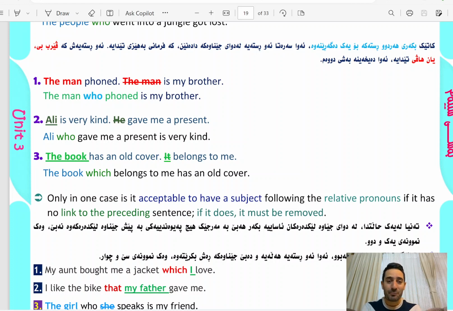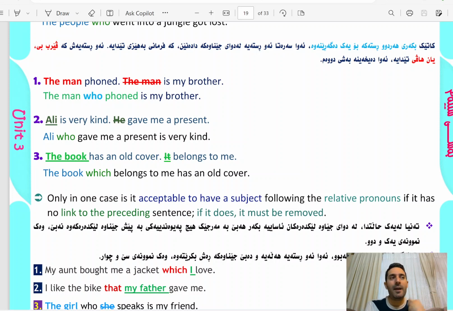Okay, yes, Ali is very kind and he gave me a present. Okay, in this sentence Ali is very kind is the main clause. So Ali who gave me a present is very kind. Okay, so Ali is very kind in this sentence it is the main clause. Alright, so in this case, but which Ali is kind? Not every Ali. Who gave me a present.